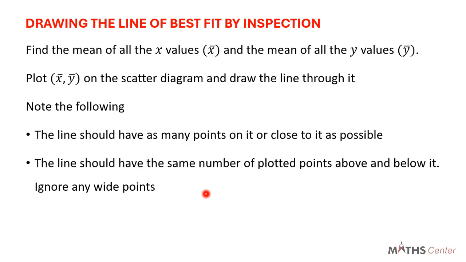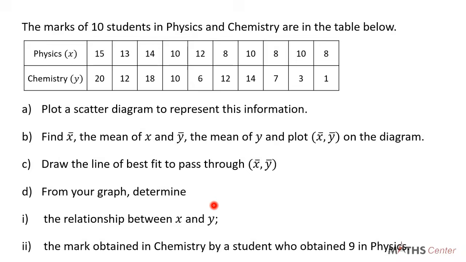Questions that require you to draw the line of best fit can be asked in different ways. We are going to consider some of them. Let's consider the first one. The marks of 10 students in physics and chemistry are in the table below. We have the physics marks here and the chemistry marks here. A. Plot a scatter diagram to represent this information. B.